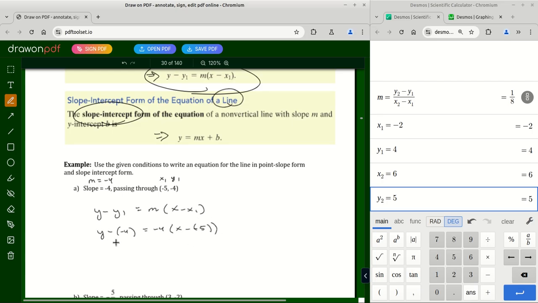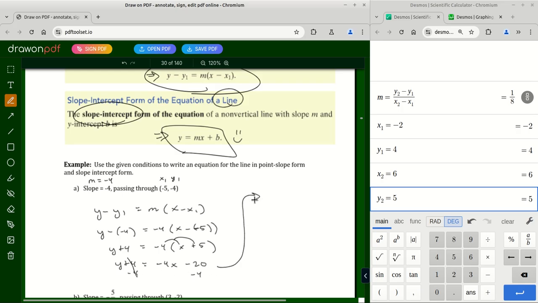Now, I've got to simplify this a little bit. Two negatives make a positive. Okay, cool. I'm then going to distribute. I want to get down to this y equals mx plus b, because everybody loves mx plus b. So cancel. So I got y equals -4x, and I got -24. And yeah, there's my answer.